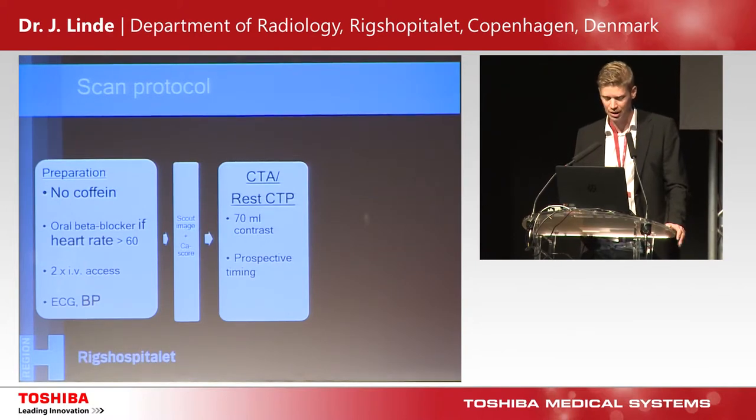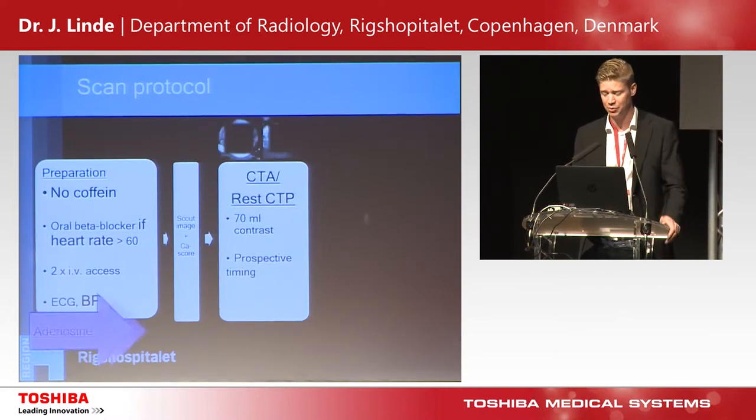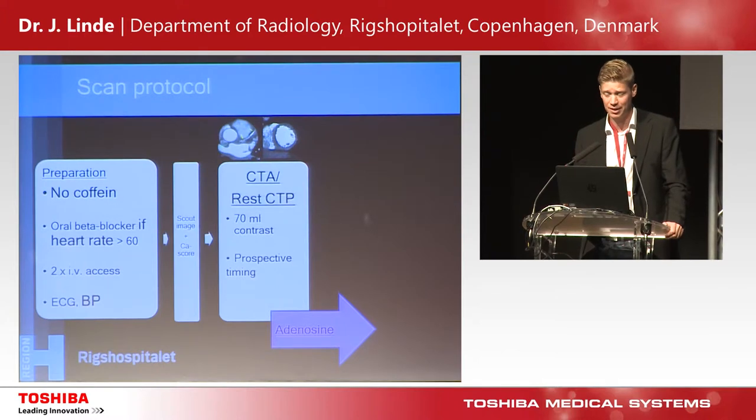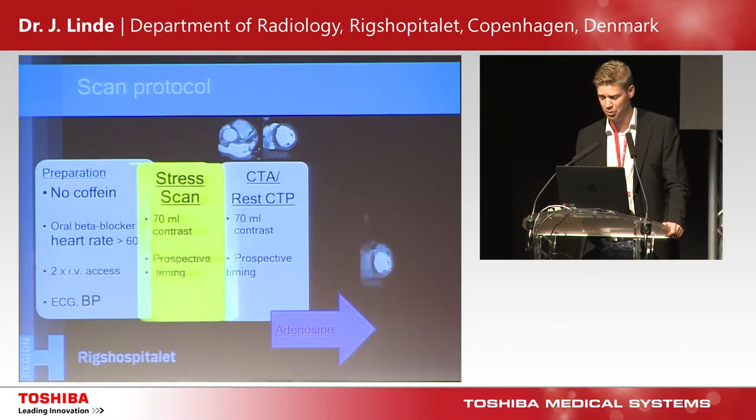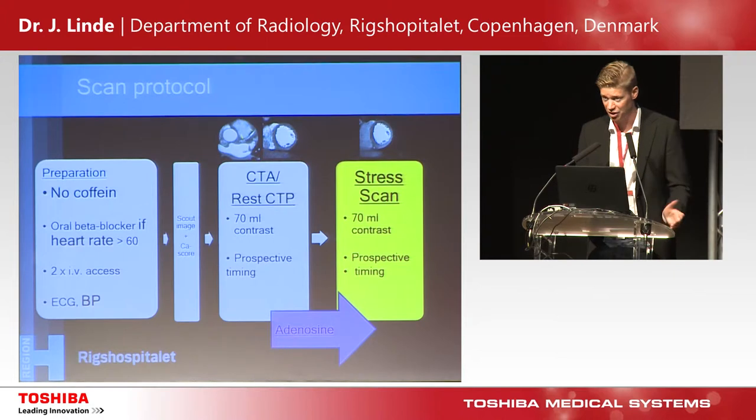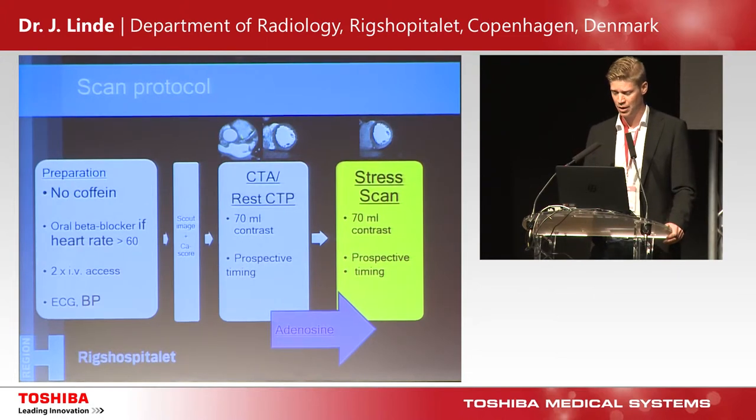We do the scout image and the calcium score, and then we perform the CTA study as normal with prospective ECG timing. And then we wait 10 minutes for the washout of contrast, and then we stress with adenosine for 4 or 5 minutes, and then we perform the stress scan, which is similar to the rest scan.